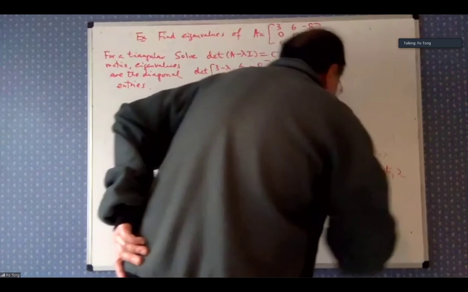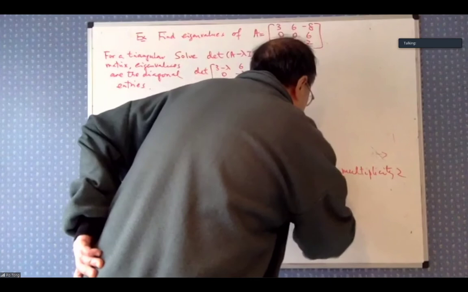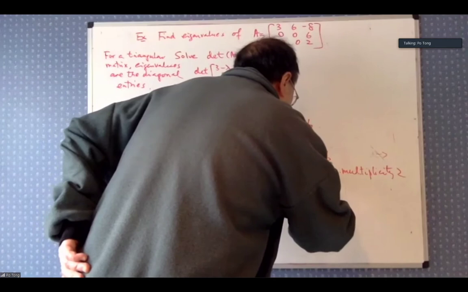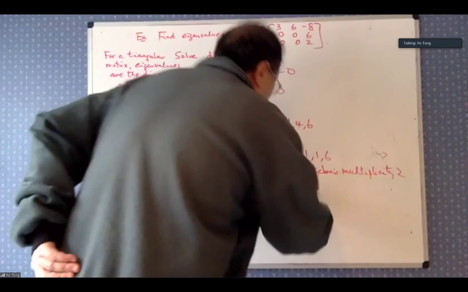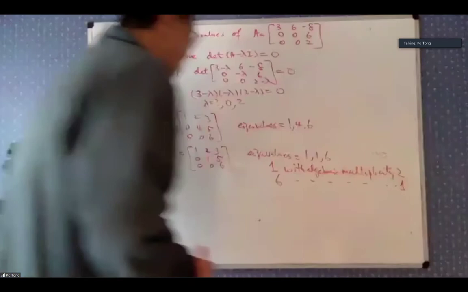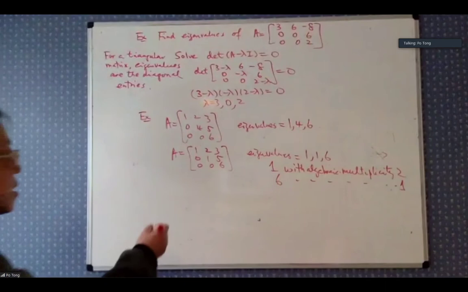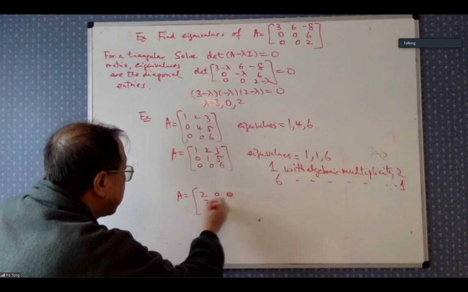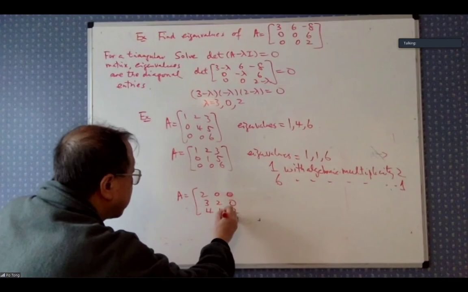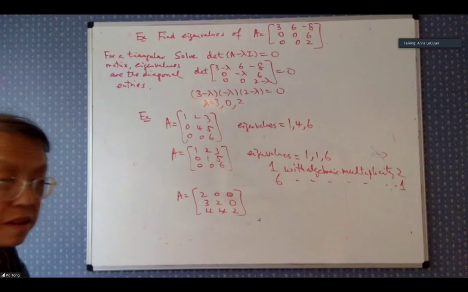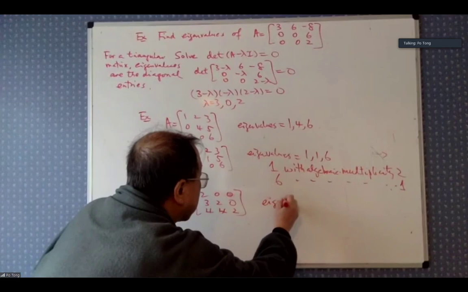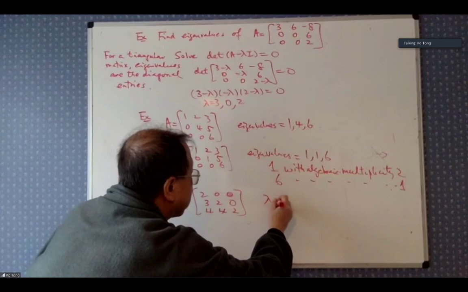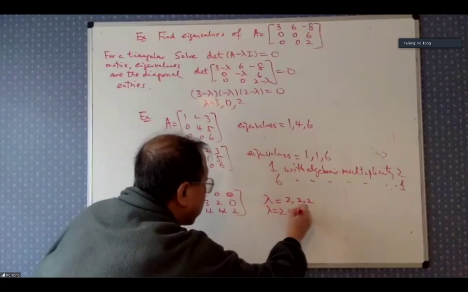Okay, 1 with algebraic multiplicity 2, 6. You don't have to say it if it is multiplicity 1, but you can say it more explicitly. Is it all right? How about this? So what are the eigenvalues? 2, 2, and 2. Okay, maybe I just write lambda, I don't have to write lambda every single time. Lambda equal to 2, 2, 2. Or lambda equal to 2 with algebraic multiplicity.